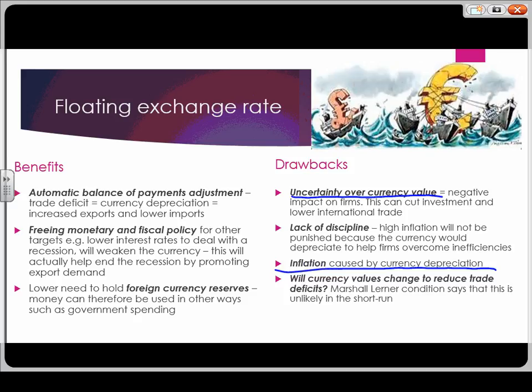A lot of people say as well that it creates a lack of discipline. We get to the point in the economy where we think, you know what? If we have high inflation, it's not the end of the world. We know under a fixed exchange rate system that we can't rely on the exchange rate falling to boost exports. Under a floating one, you could argue it doesn't really matter if we've got high inflation, because the currency will get weaker, and that will help our firms overcome lack of efficiency compared to major rivals.